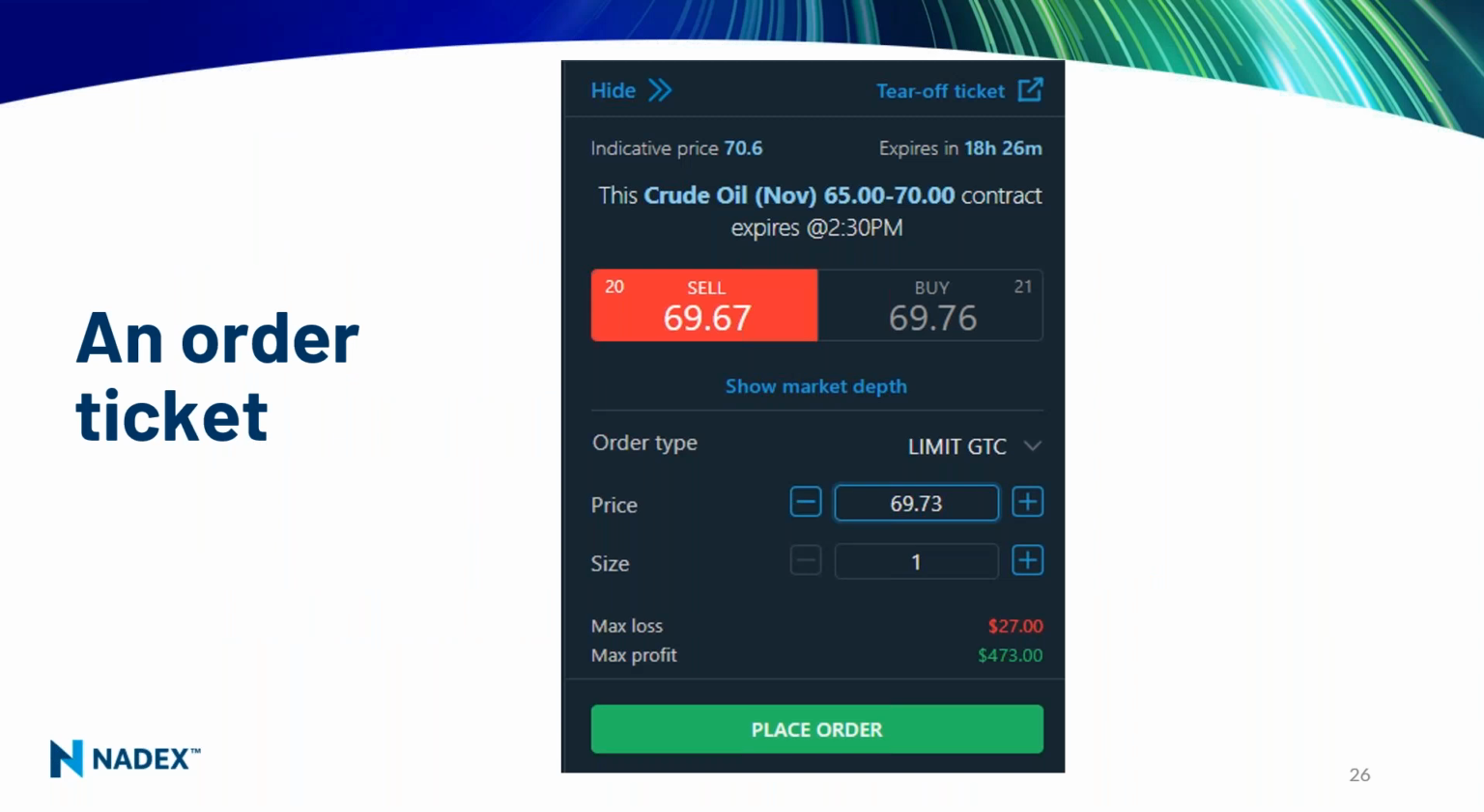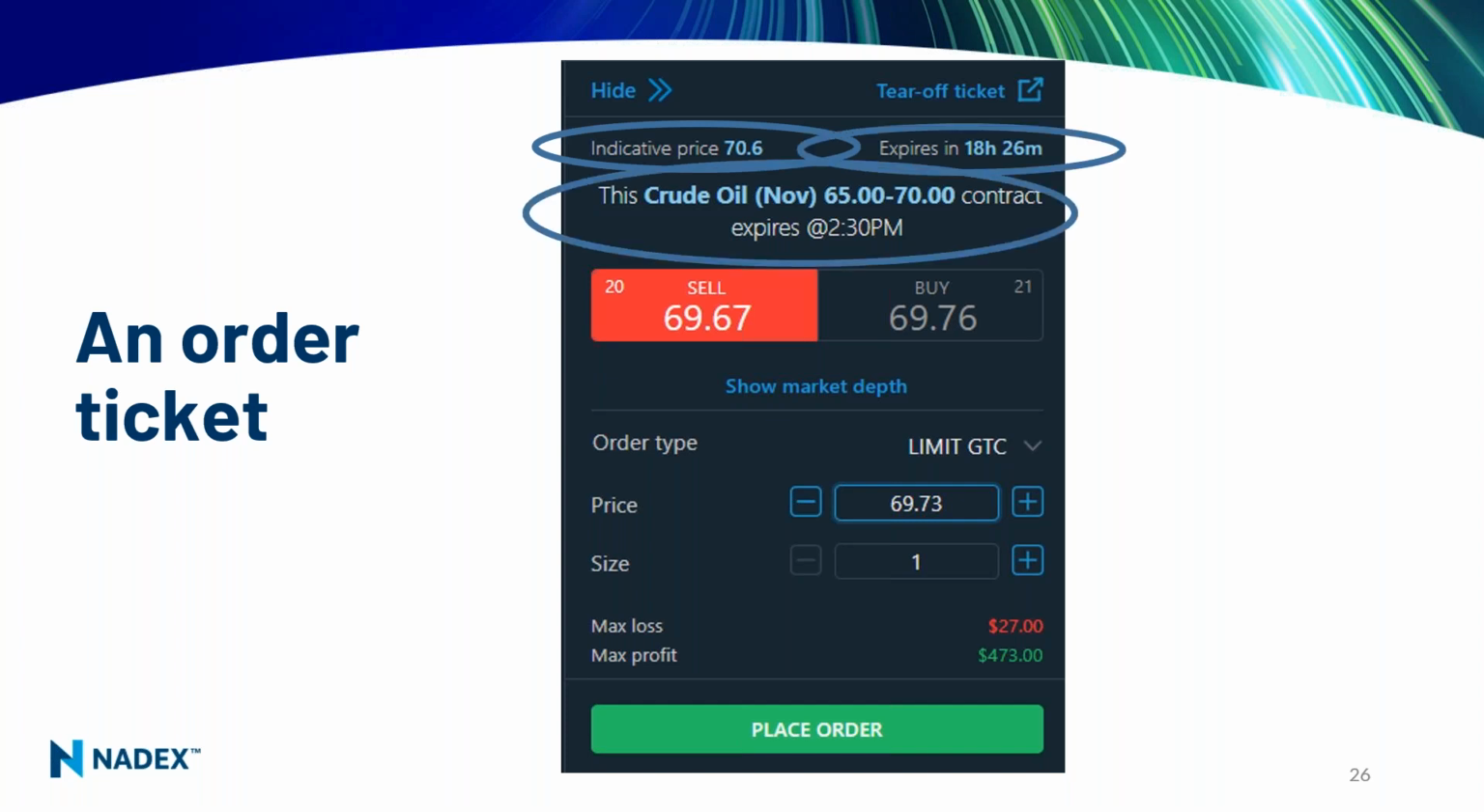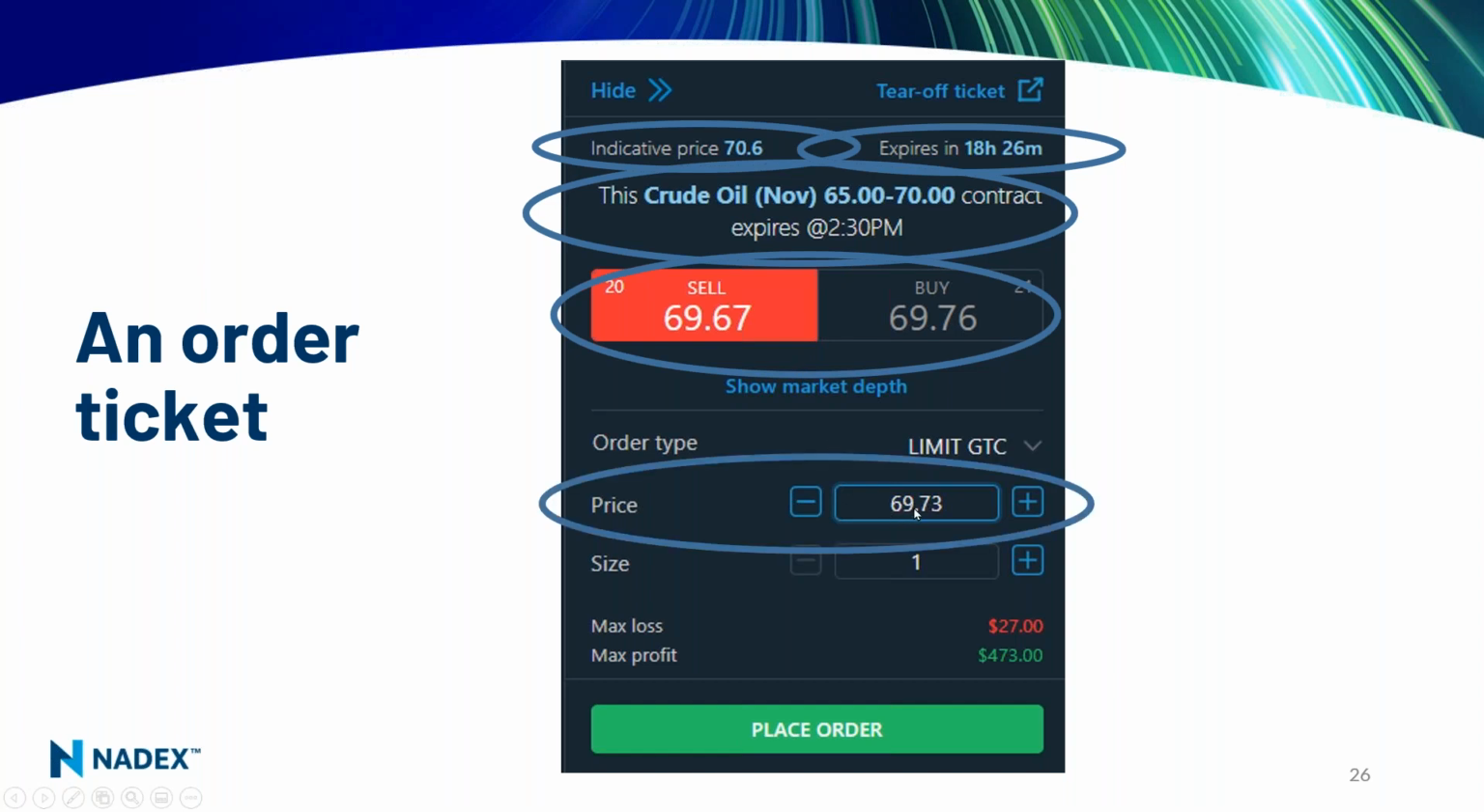Now, an order ticket on a call spread. Here's another short on a call spread of oil. I've got the indicative price. It's 70.60, and there were 18 hours left. And I've got my floor and my ceiling. Now, remember, this is a call spread, not a knockout. So when you look at the prices, well, I could see oil. If I wanted to go short this contract, it's trading at 70.60, but I would have to sell it all the way down. In the middle of this range, I could try to sell it at 69.73.